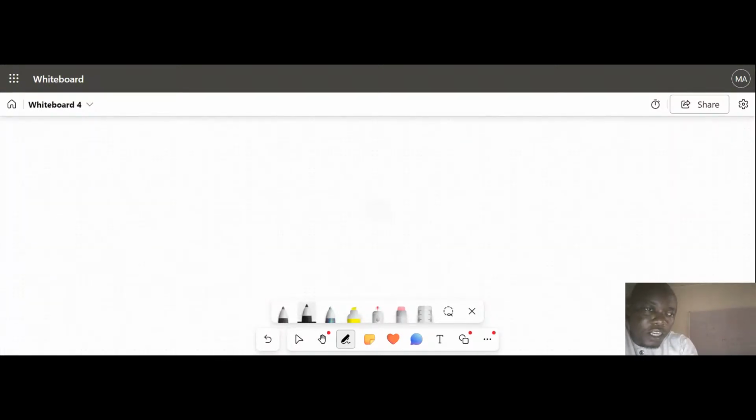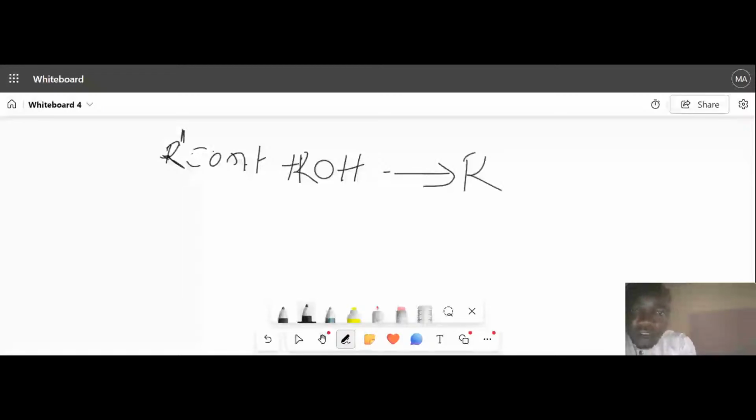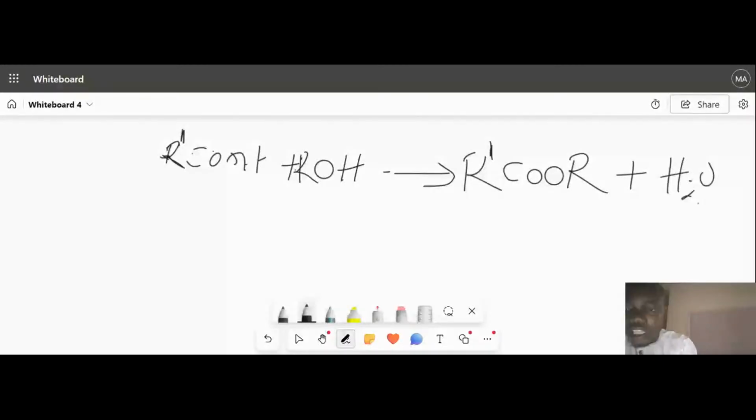so when you have RCOO, it will react with the OH group. This is how the reaction always looks. So you have ROH react with COOH, then it will produce, let me put prime here, R prime COO, then we now have this R again, plus a water molecule. So if we have this reaction, generally a water molecule is released.